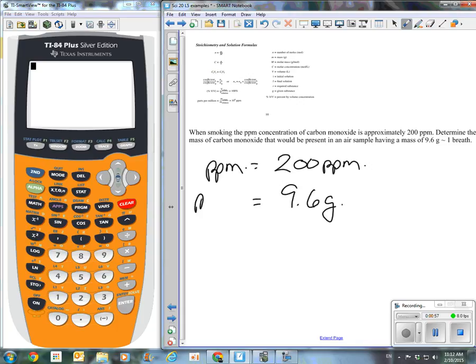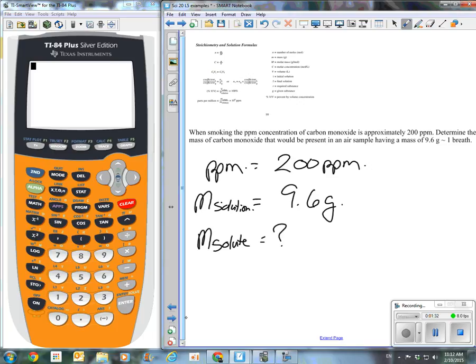Grams means that this is a mass, and now I need to think to myself, is this the mass of the solution or the mass of the solvent? The question is asking me about carbon monoxide in an air sample. Well, in this case, the air sample would be the solution, which means that's what this 9.6 grams is. The question is asking how much carbon monoxide, so really it's asking what mass of solute there is.